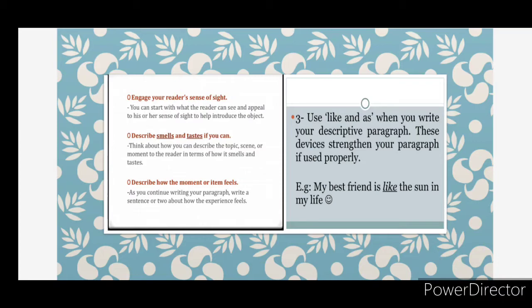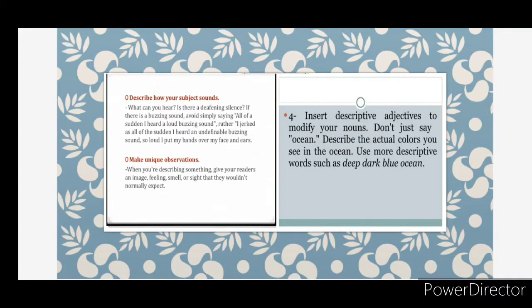You can use like and as when you write your descriptive paragraph. These devices strengthen your paragraph if used properly. For example, my best friend is like the sun in my life. So here you can see best friend has been compared to the sun, right? So you all start visualizing that.